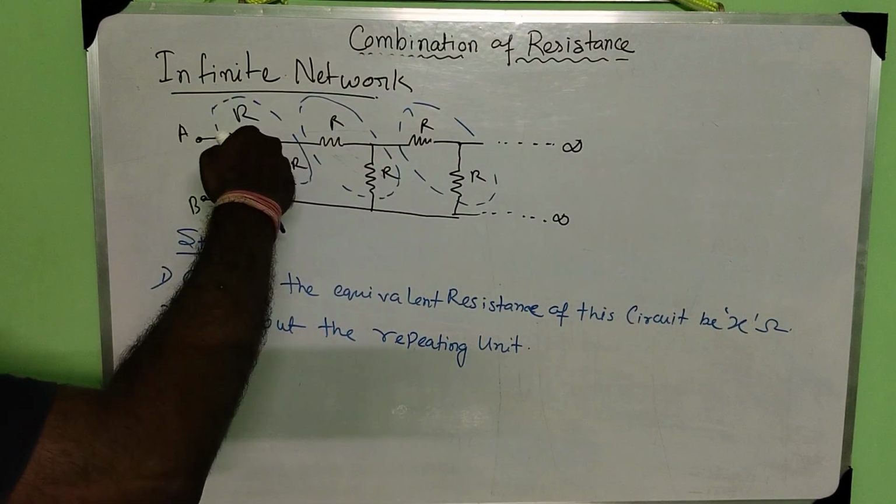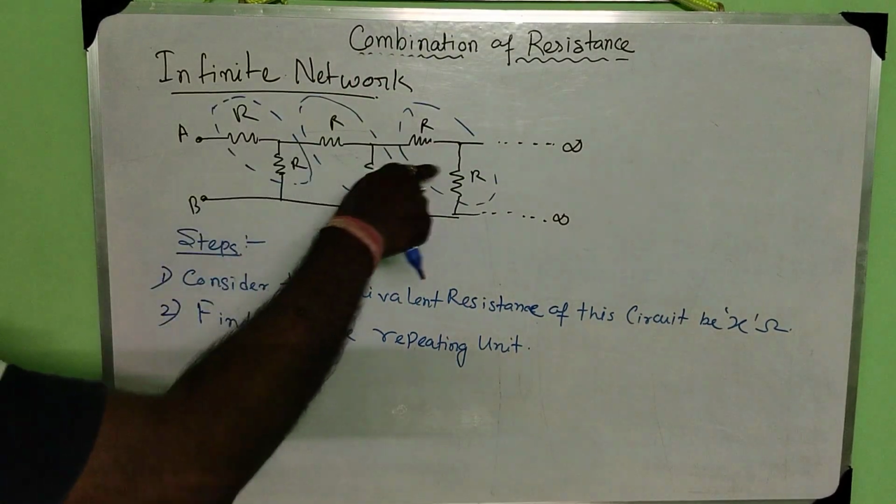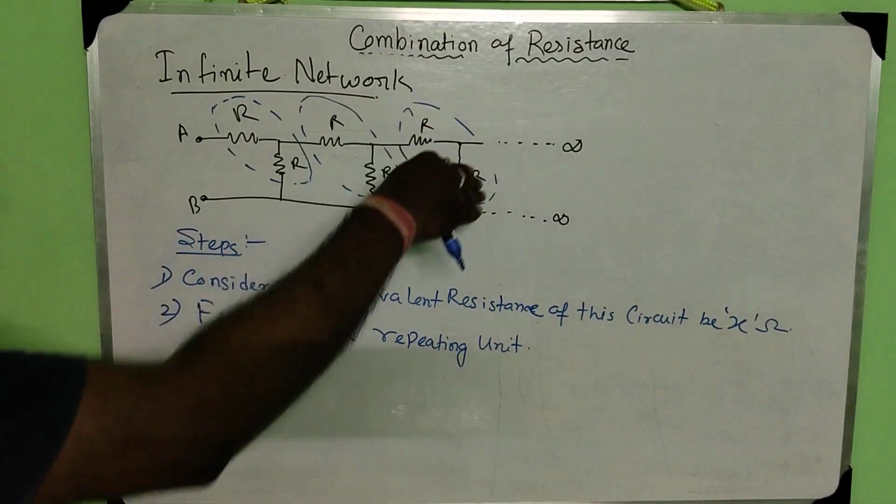So these two resistors are repeating at every loop. At every loop, these two resistors are repeating. That means this is the repeating unit.